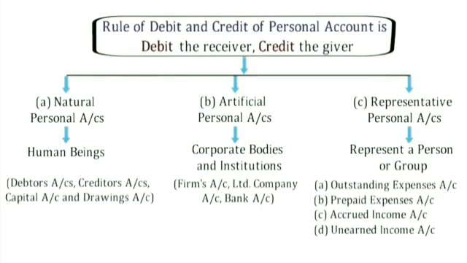Now the most important is representative personal accounts. What are they? Basically, whenever there is an income or an expense, and there is any suffix or prefix to the income or expense, it is treated as a representative personal account. Examples can be outstanding expenses, prepaid rent, accrued income, etc. See, these outstanding, prepaid, accrued, etc. are the suffix or prefix.